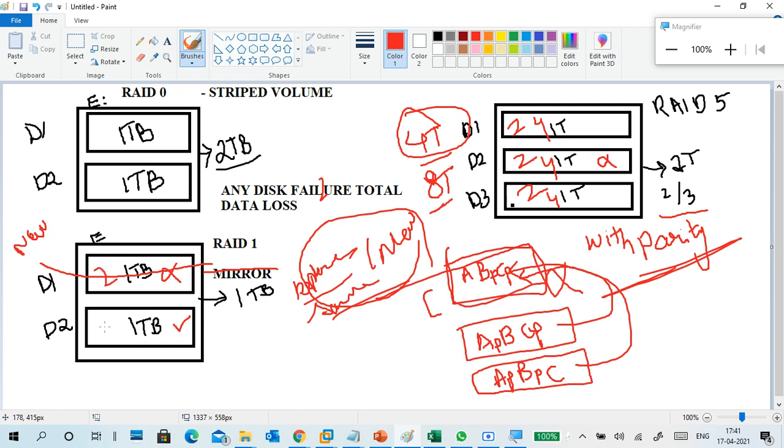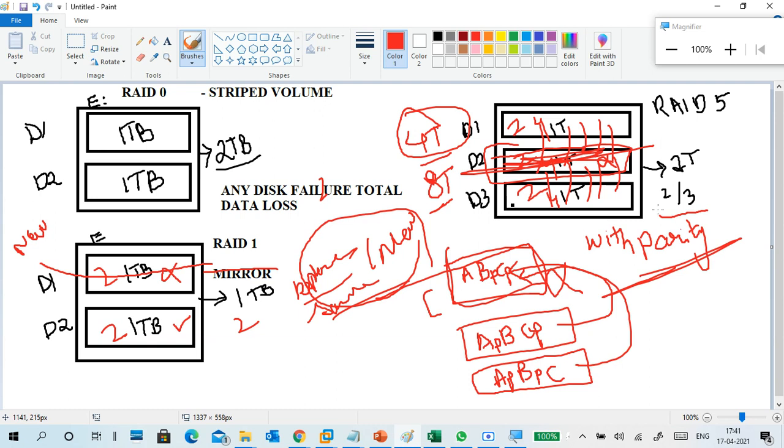If you are using 2 terabyte, 2 terabyte here, you get 2 terabyte only. 4, 4, 4 only you are getting. Equal sizes only we have to take. Next, if one of the disks is failure, this disk is failure, and I replace it with a new disk, no problem. Using these parity bits, the other disks will regenerate the data to this one.